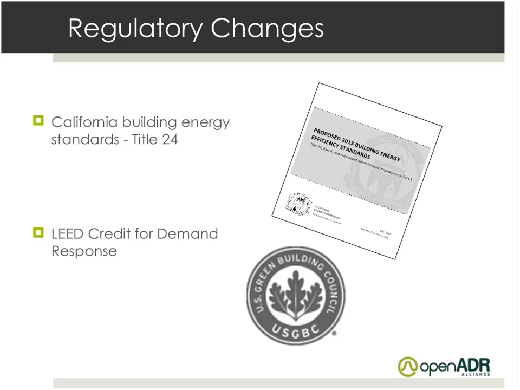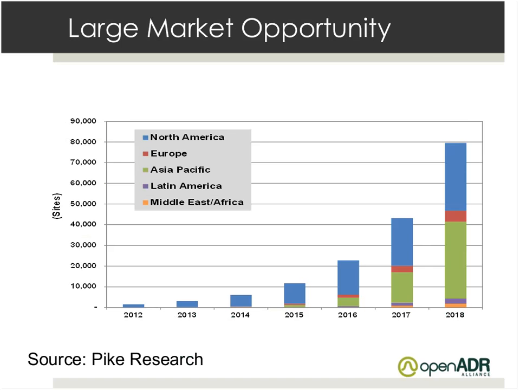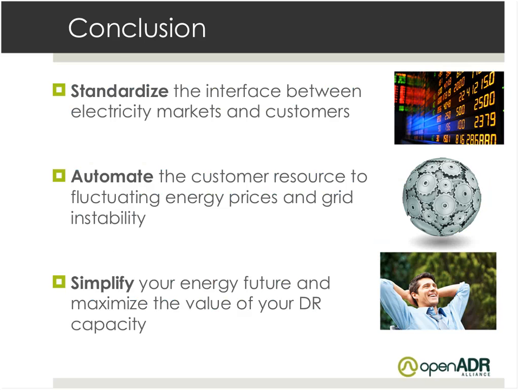It's also now possible to get a LEED credit for an OpenADR interface in a building, and it looks like the number of LEED credits for OpenADR will grow in future releases of the USGBC LEED program. So this is a large market opportunity. This is some data from Pike Research forecasting the market for OpenADR through 2018, and we're going from basically 0 today to about 80,000 site installations through 2018. So there's pretty strong growth in the market for OpenADR certified products.